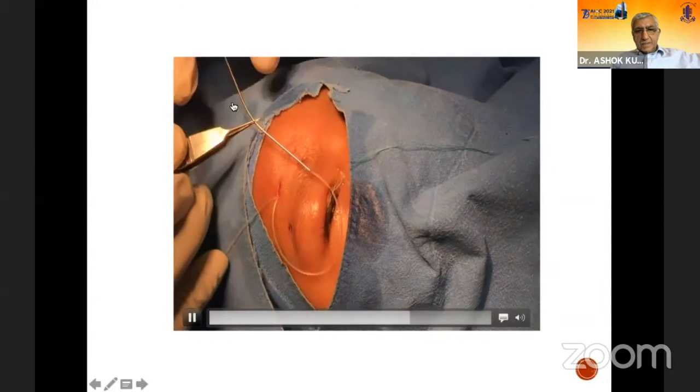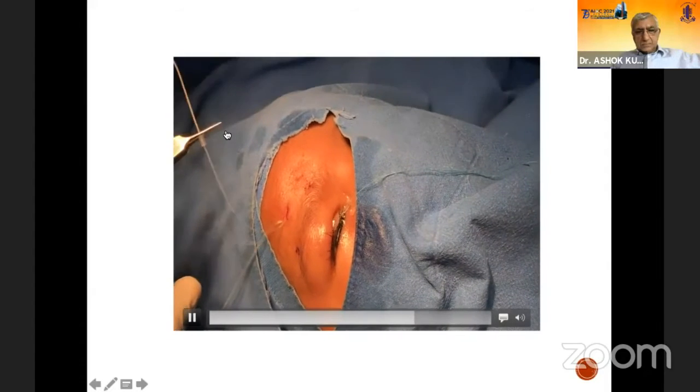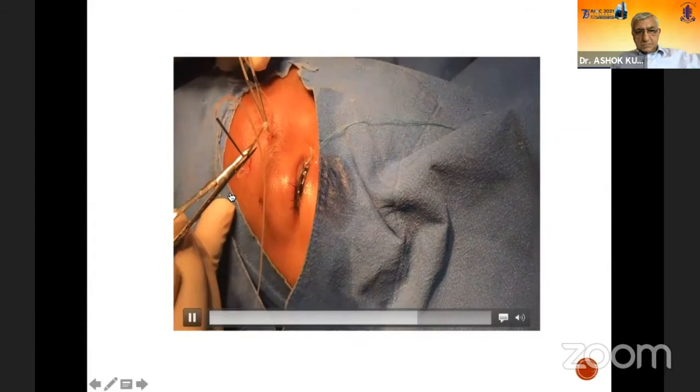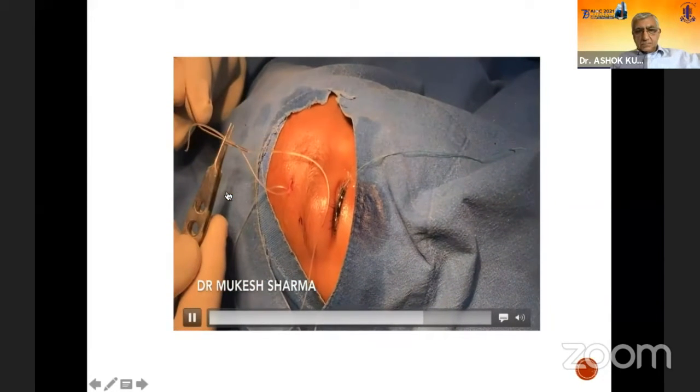Then you thread the sleeve by the needle itself. Since you are using both the needles, you need not stretch the sleeve with a needle holder. You can just thread it by both the needles, utilizing both the needles themselves. So I think there is some problem with the internet, so I'll be moving ahead.